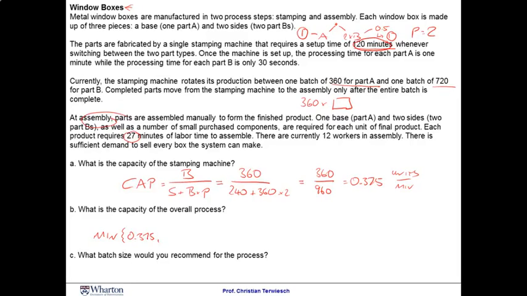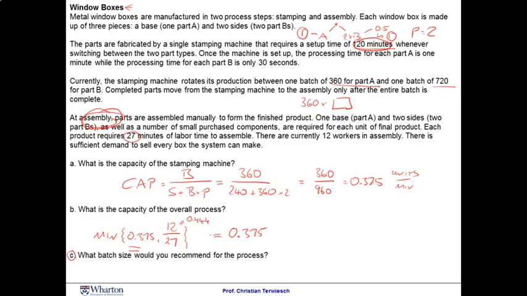And then the only other candidate for being the bottleneck here is the assembly operation. And we learned that there it would be 12 workers divided by 27 minutes per unit. And so if you put that into your calculator, that's a number around 0.4444. And hence you see that the capacity constraint is the stamping machine, right? This capacity constraint is the stamping machine, and hence the overall process is going to be operating at 0.375 window boxes per minute.